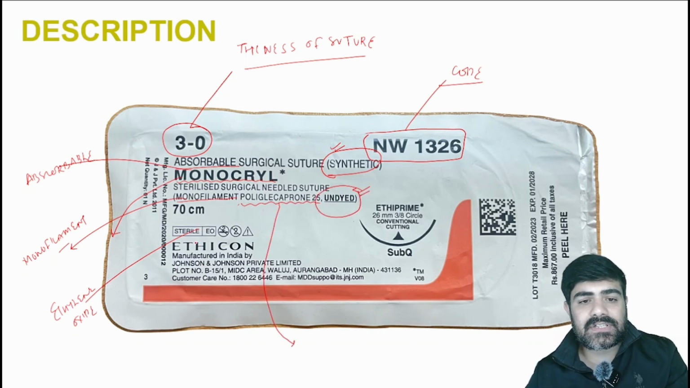Then this is about the manufacturer, this side is the manufacturer license number. Okay, then on this side we have the lot number, manufacturing date, expiry date, and we have the price of the suture. So this is all about the suture.